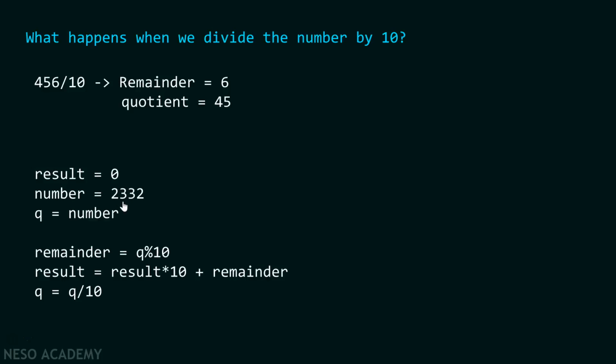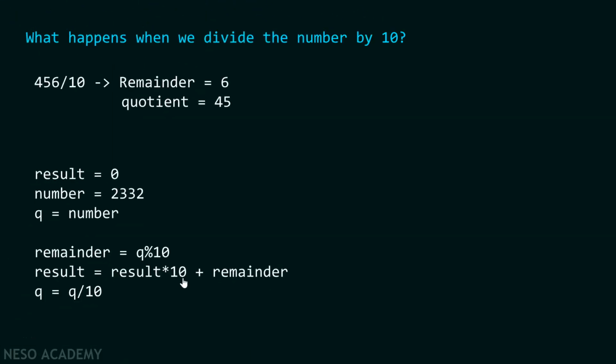And then what we do? We again multiply result by 10. That is 23 by 10. Now it becomes 230. We add remainder to it. That is 3. Now it becomes 233, which is the reverse of 332. Right? Again we repeat the same process and finally we would be able to obtain the reverse of this number. This is the logic we need to understand.